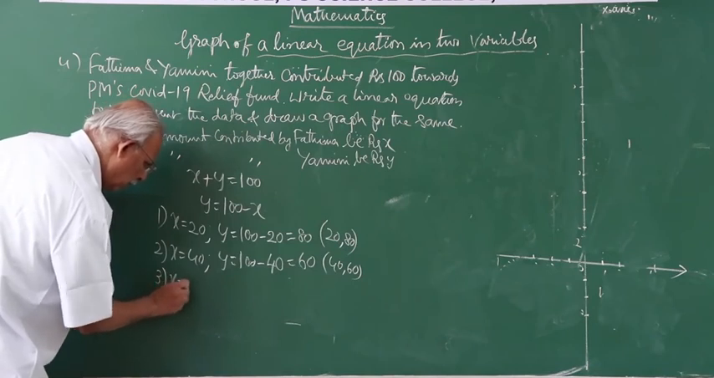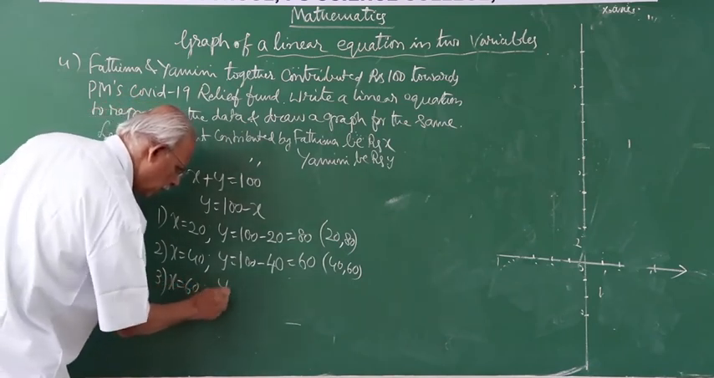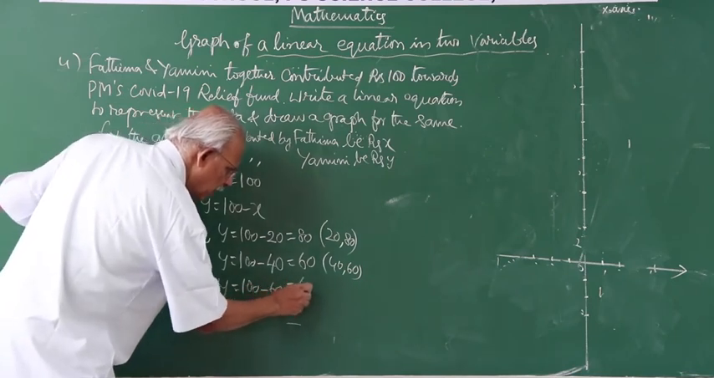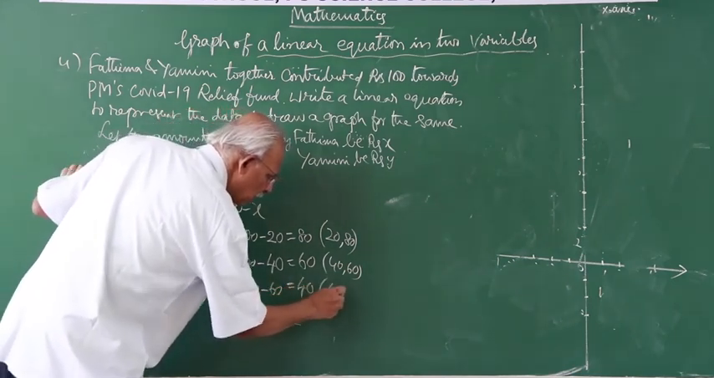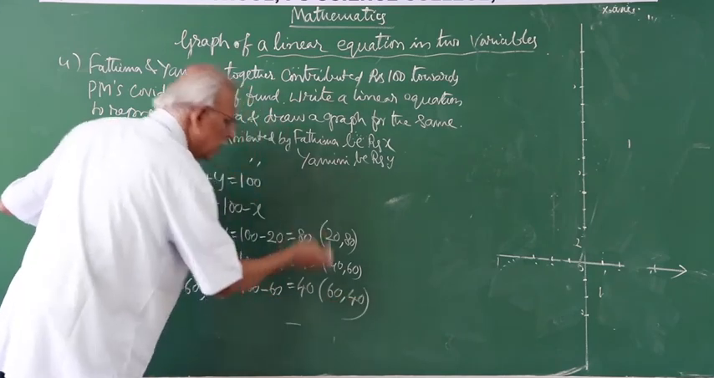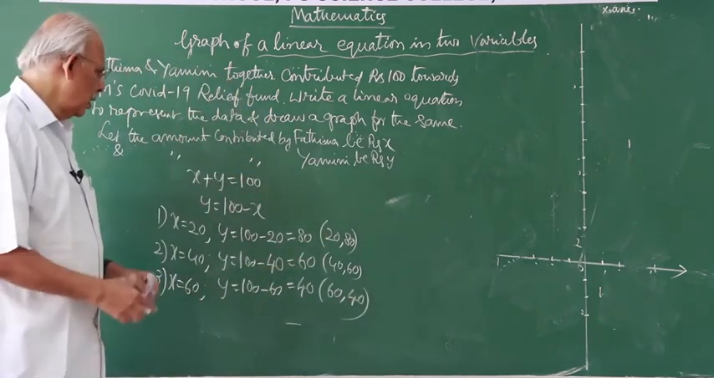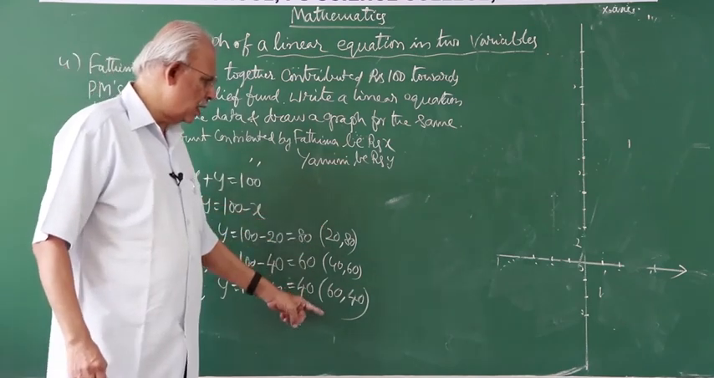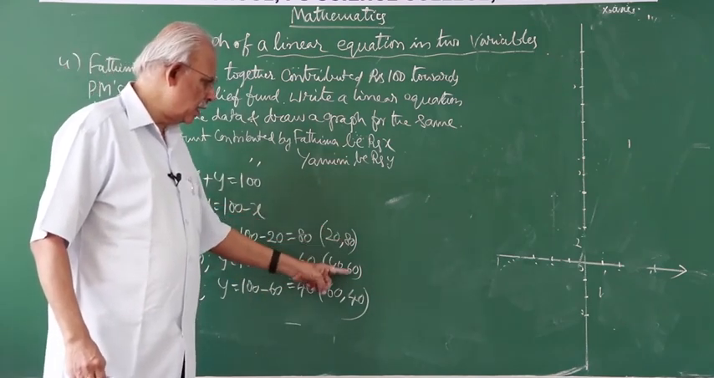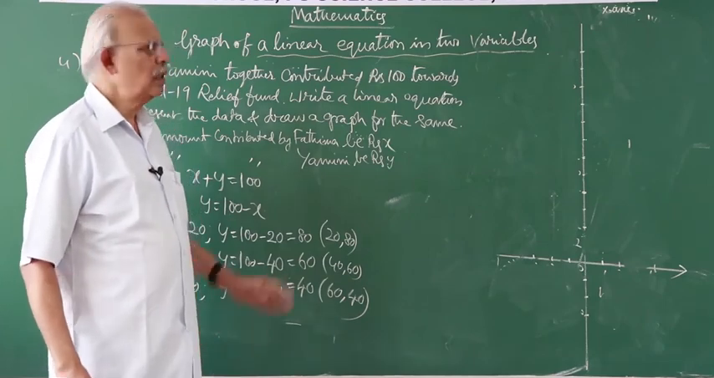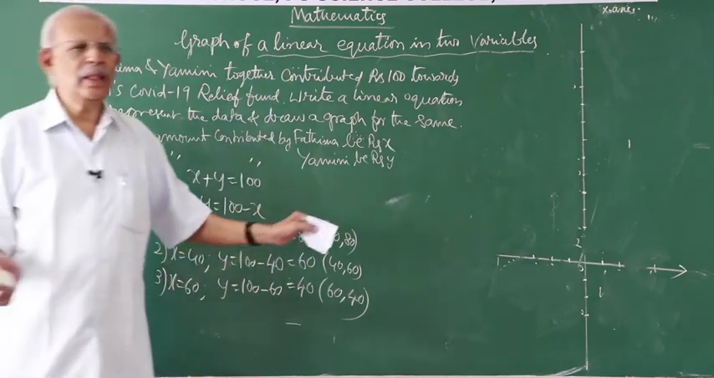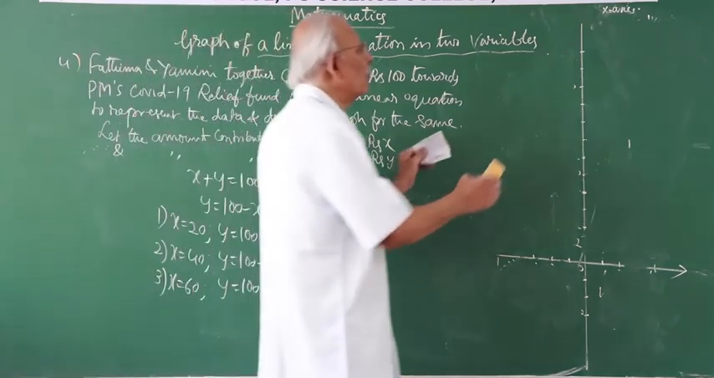Third one, put x is equal to 60. Y equals 100 minus 60, that is 40. That is 60 comma 40. These are the three pairs of solutions. Now look here. Here the values of x are 20, 40, 60, and here 80, 60, 40. Now, how to take scale is the more important thing. So only this problem has been given to you.